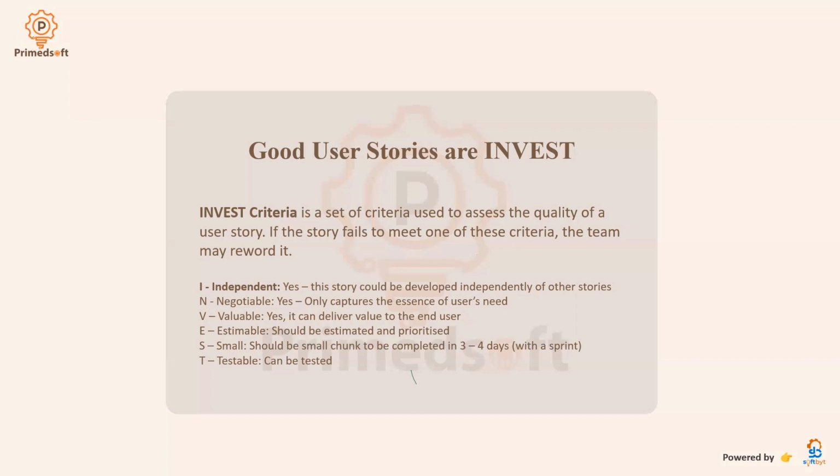The next one is small. A user story should be small. It should be a small chunk and completed within 2 to 3 days. That is within a sprint. That way you say this story actually meets the INVEST criteria. And of course, the last one is testable. The QAs will look at it and say, yes, this story can be testable. To them, it meets the definition of done.